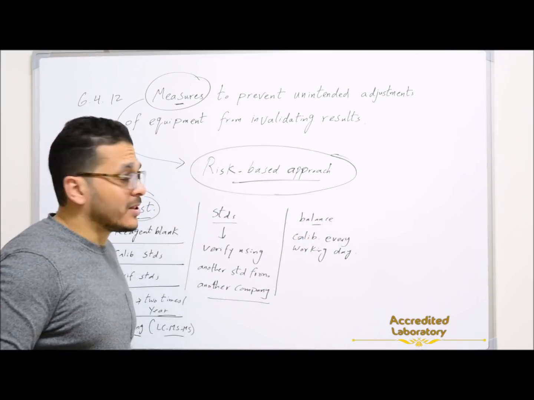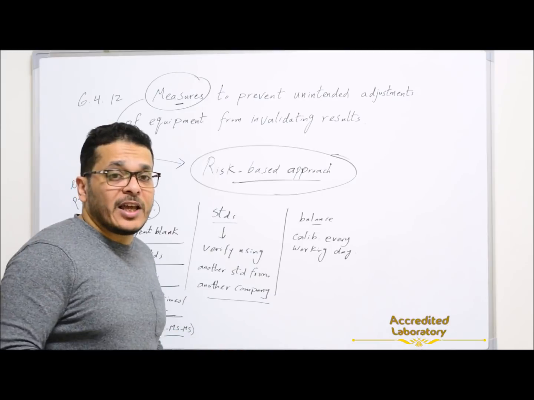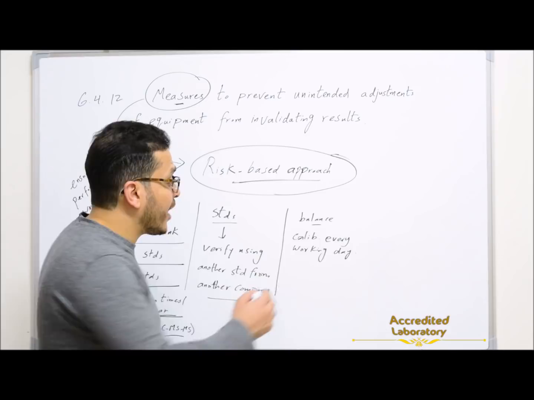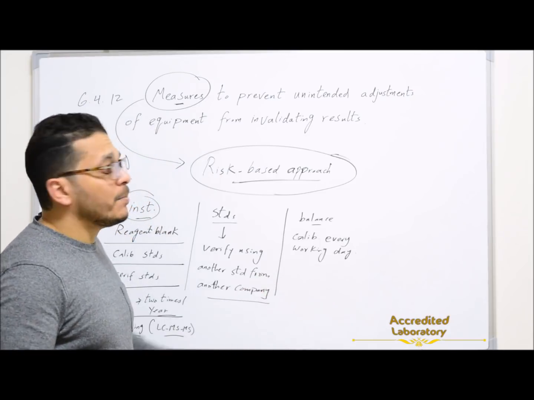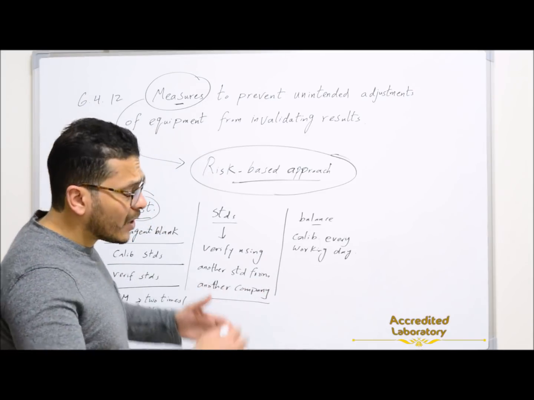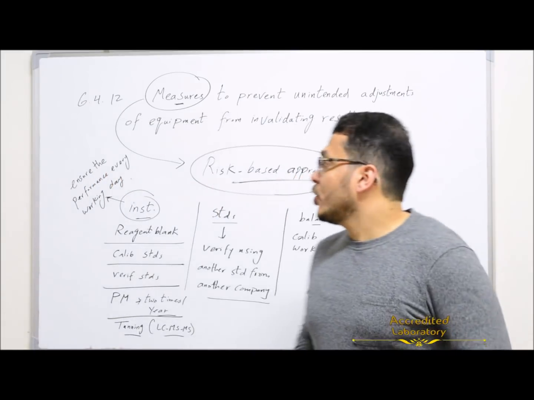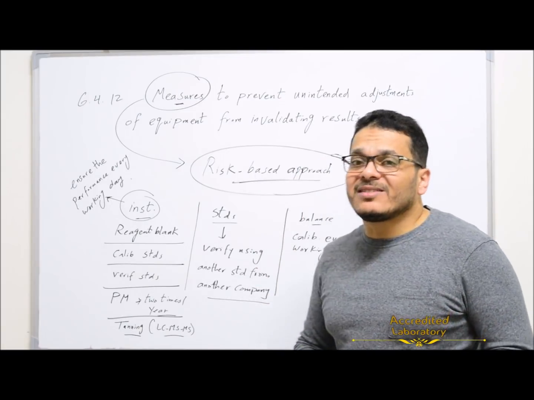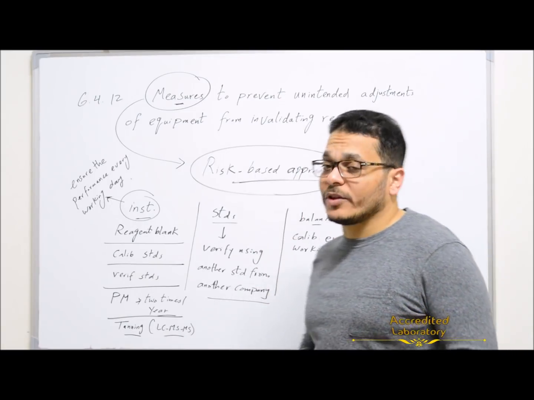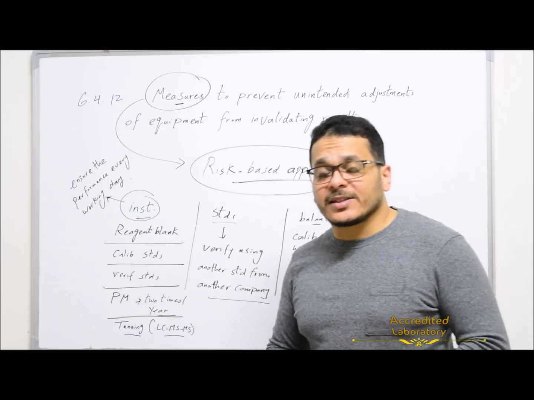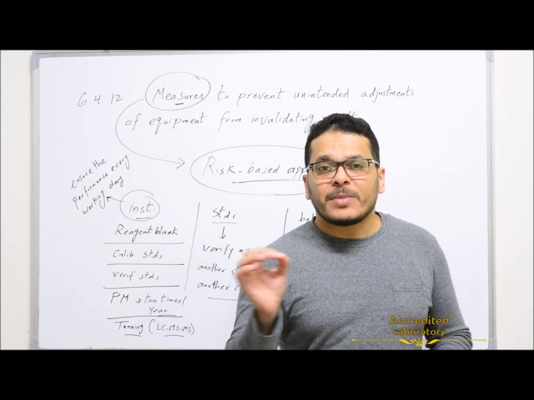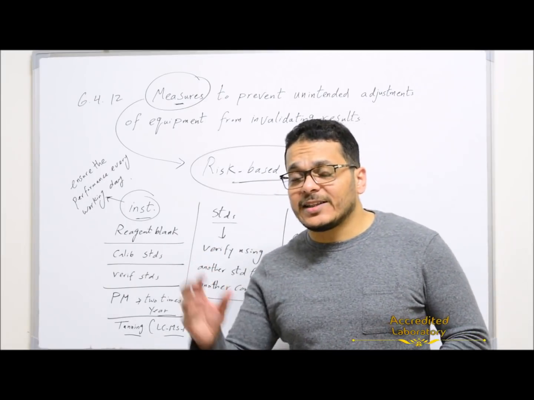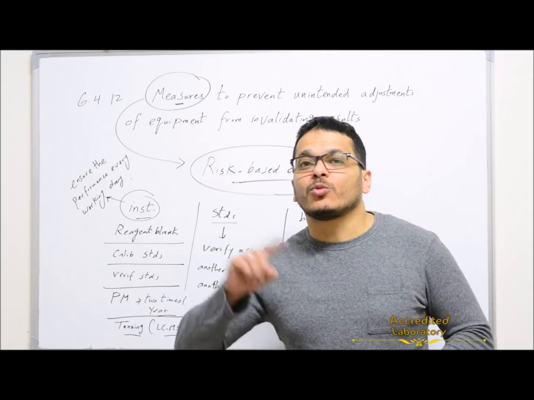Also, auxiliary equipment such as a balance should be calibrated every working day, by your range of concentration, range of weights you need, by calibrated weights. Many examples for this point. You should have some measures in your lab to prevent any unintended adjustment of equipment from invalidating results. These measures, a risk-based approach, depend on the risk that you have inside the lab. If you have any risk, you will find measures to remove this risk.